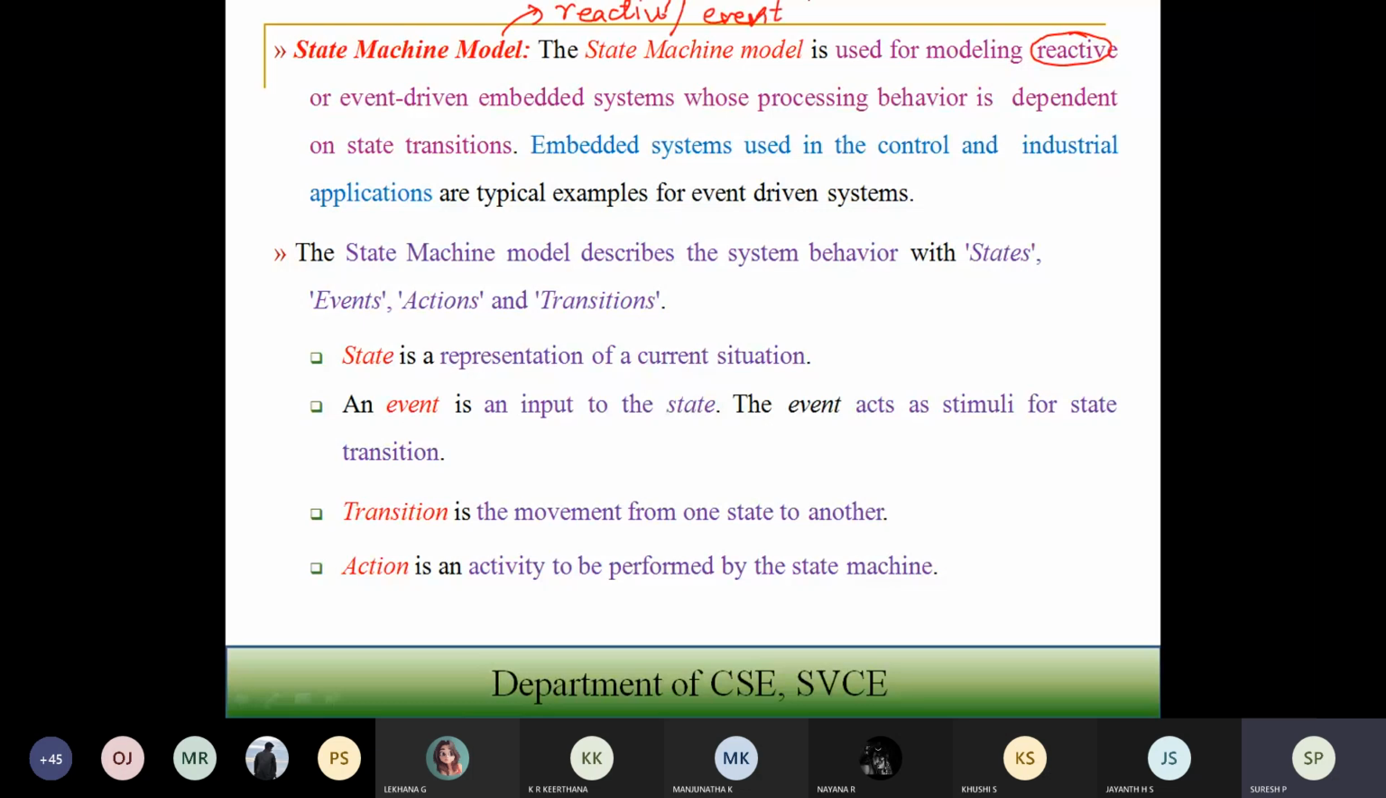What do you mean by reactive or event-driven embedded system? What do you mean by react? Can anyone tell? We have discussed it already. What is the difference between reactive and real-time system? What do you mean by react? Can anyone tell the answer? Can I have the answer from your side? Already forgotten.